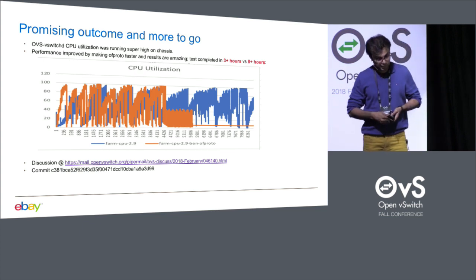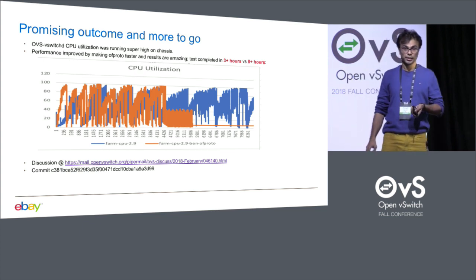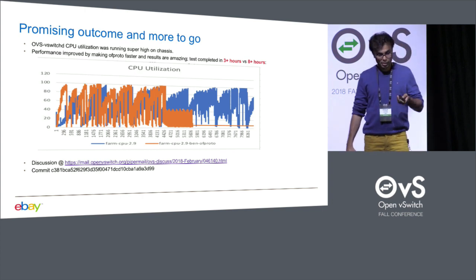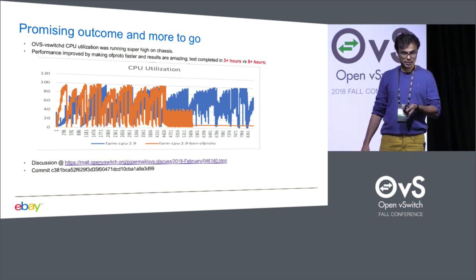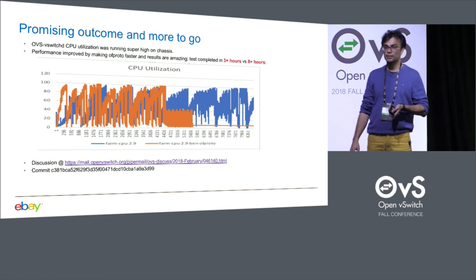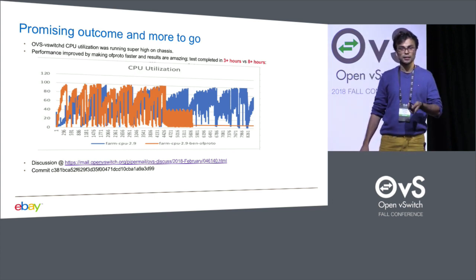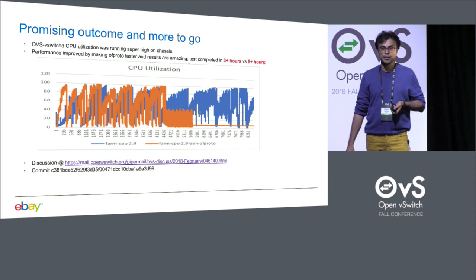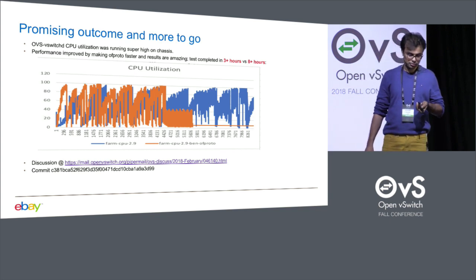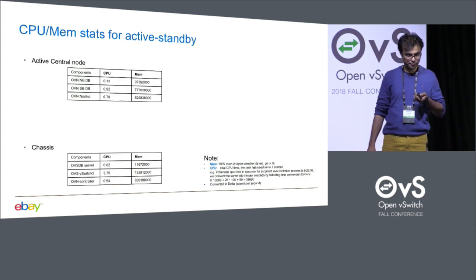Thanks to the community again, OVS vSwitch was fixed. The discussion can be found here. So we'll see the orange graph. It's pretty much lenient. As soon as the number of ports increases based on the 1,000 chassis, OVS CPU utilization is fairly under control, and the test completes in 3 hours instead of the long duration.